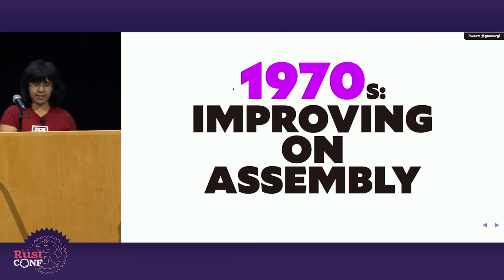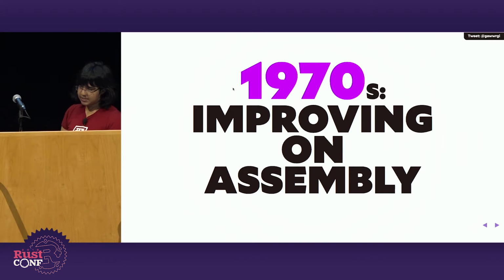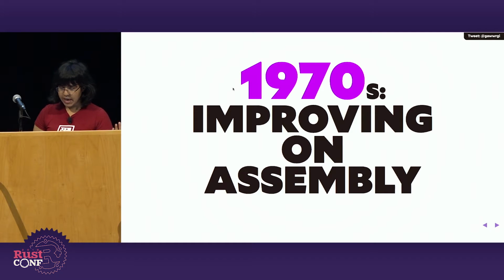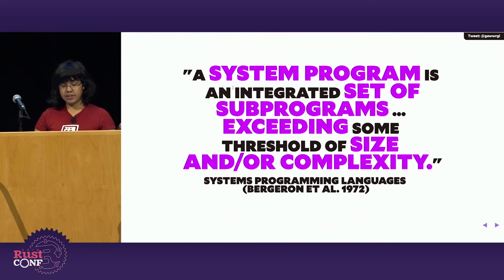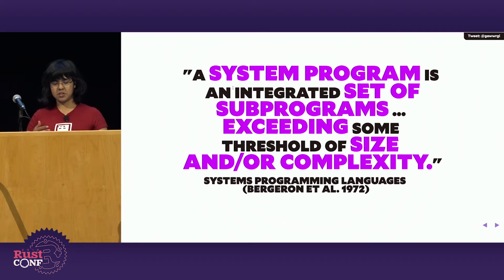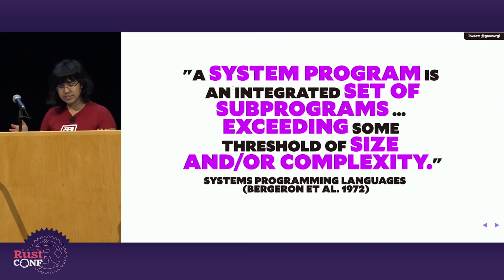My research tells me that the first time the term systems program was coined was in the 1970s. This was the era where we were improving on assembly. The author of this paper, called Systems Programming Language, defined a system program as an integrated set of subprograms exceeding some threshold of size or complexity. Some examples of such systems would be simulators or time-sharing systems or information management systems.